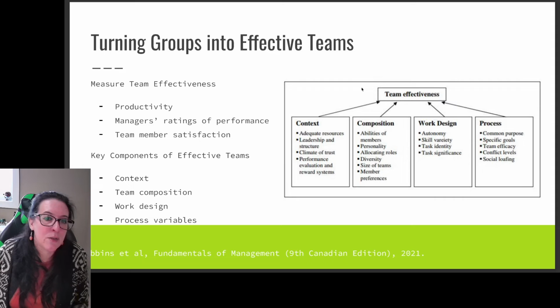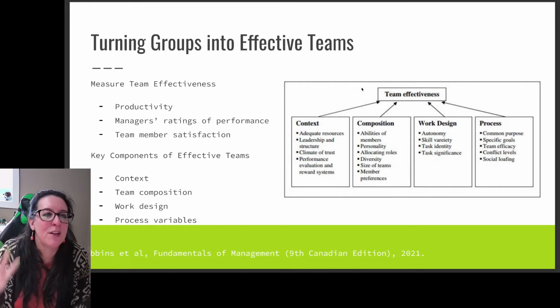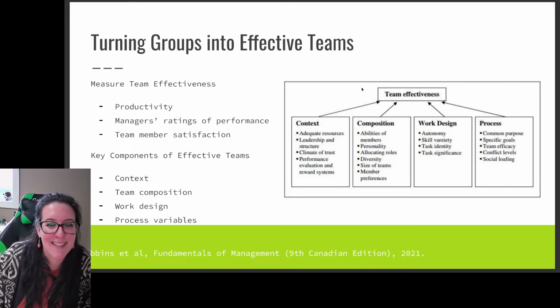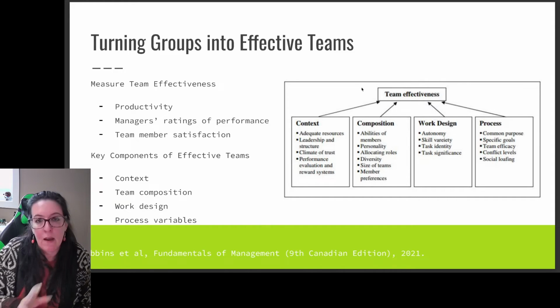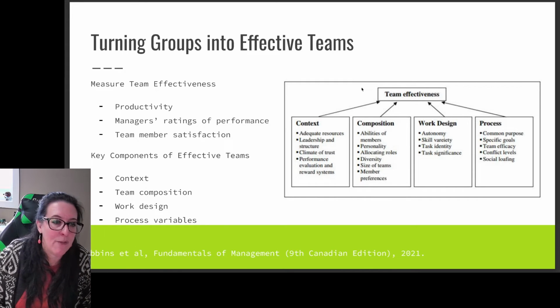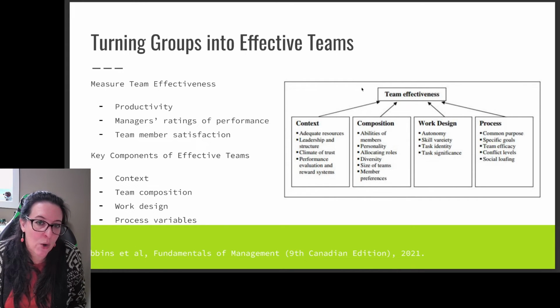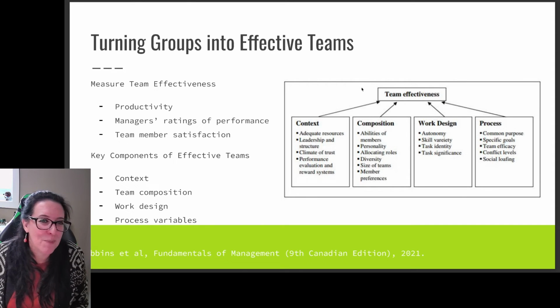We need to look at individual preferences, and do we have enough different perspectives? Do we have all of the different expertise that we need for the team to be effective? Then we look at work design. So this recalls back to a video we had not too long ago that looked at job design. So work design, job design in terms of what is being done.